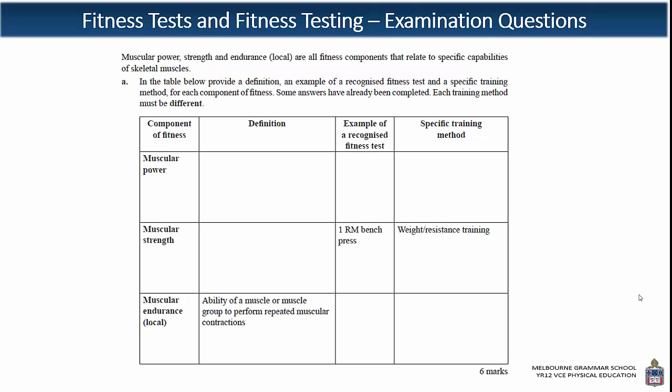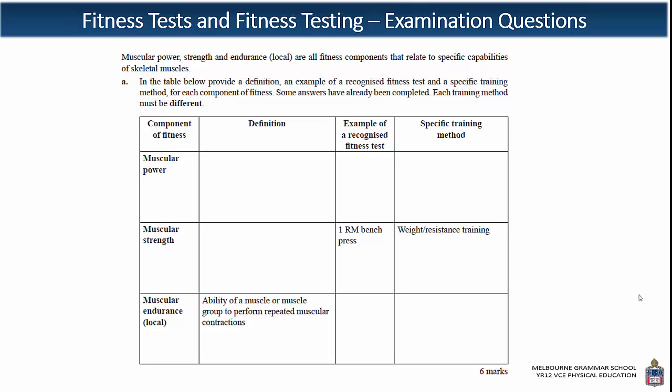So here's another one for you. It's a really nice one because it links the definitions, the fitness tests and the training methods there, but it was the way students answered this particular question that got them unstuck a little bit. So let's just have a look at the question, and we'll really highlight the importance of reading the question here.